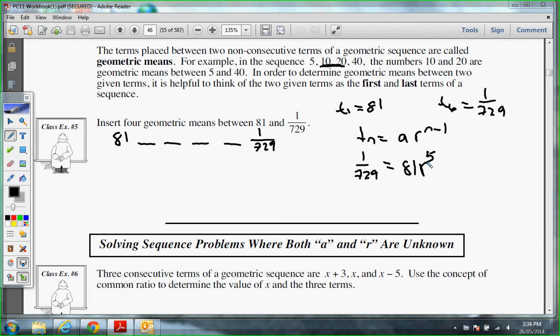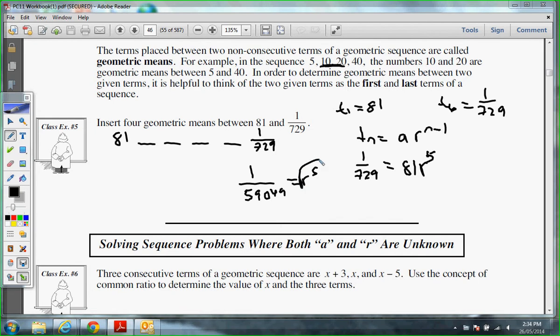So what I'm going to do now is divide the 81 over. It's going to go to the bottom of the 729. So 729 times 81 is going to give me 1 over 59049 equals R to the fifth.